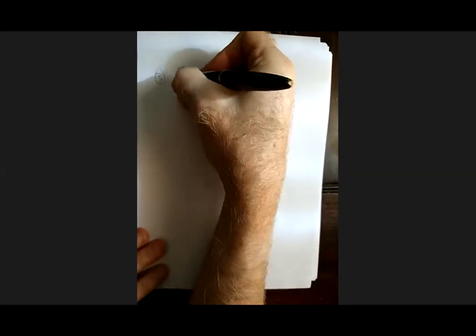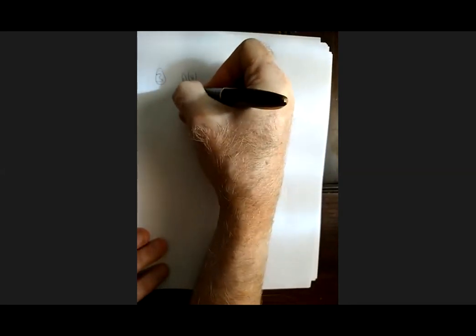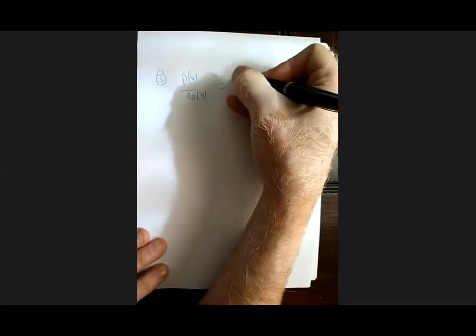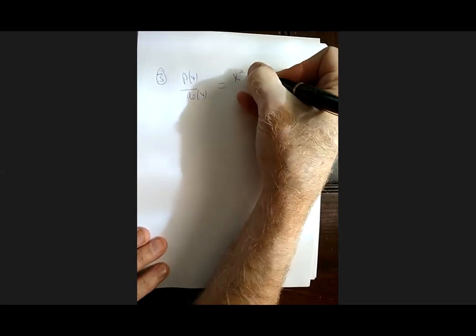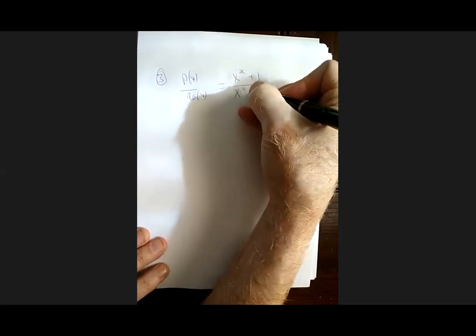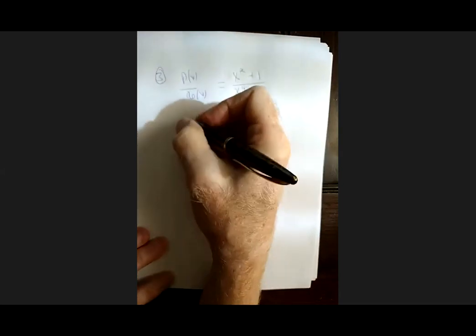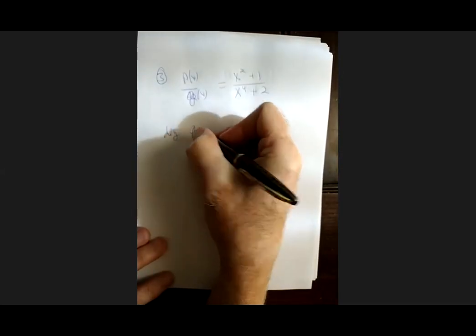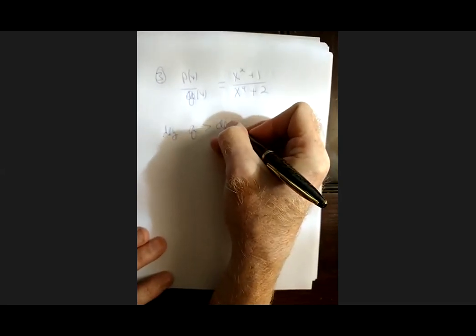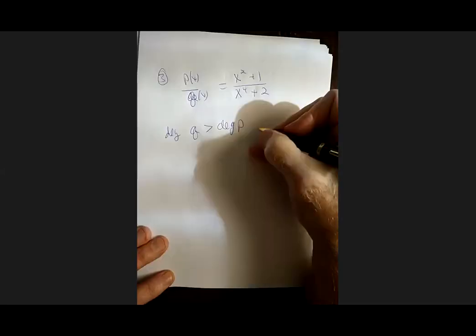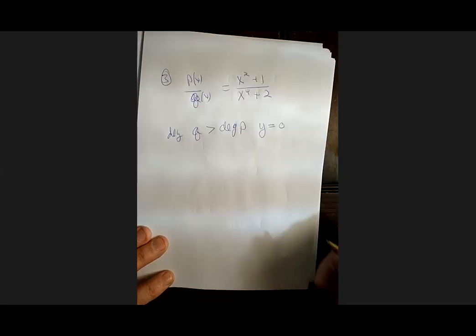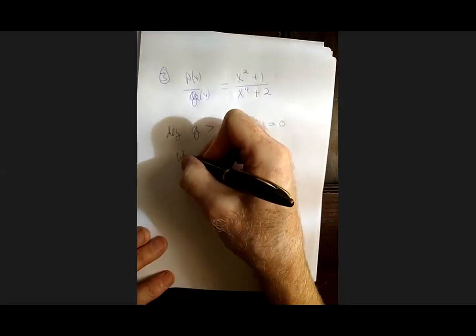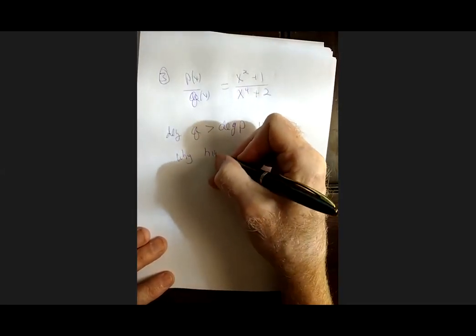And then the third thing that can happen is that the degree of the bottom, that's Q, is greater than the degree of the top. And the horizontal asymptote is y equals 0. And the reason why is the highest power dominates.